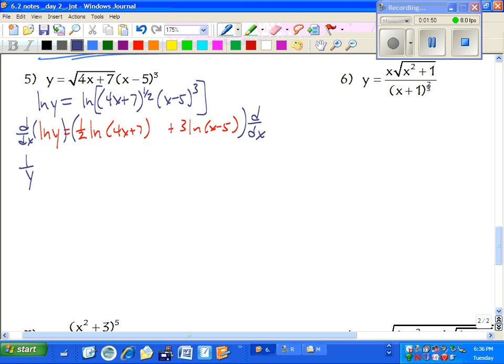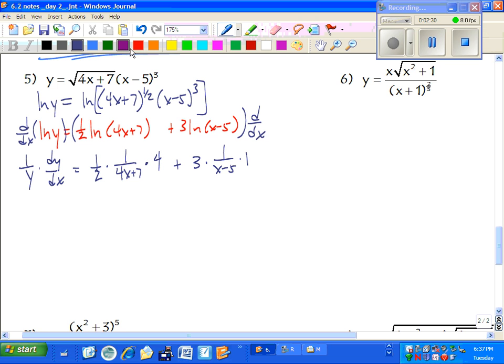So left side, 1 over y times dy dx. Over here, now we have addition in between, so no product rule. It's 1/2 natural log of 4x plus 7. So the 1/2 is a constant, stays out in front. Derivative of natural log of 4x plus 7, we get 1 over 4x plus 7. But then we have to multiply by the derivative of 4x plus 7, just using the chain rule. Our other one here, 3 stays out in front, times 1 over x minus 5. Derivative of the inside for this one is just 1. So you don't really need to write it, but just to remind you, there it is.